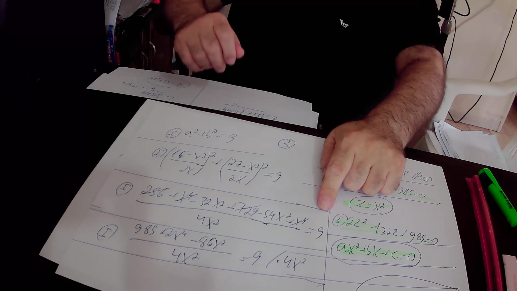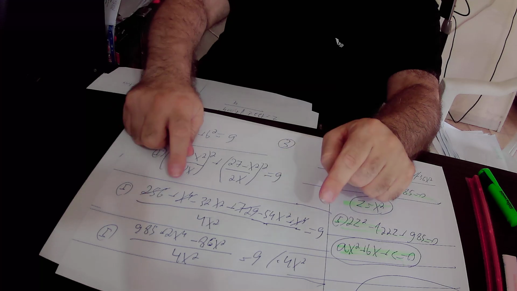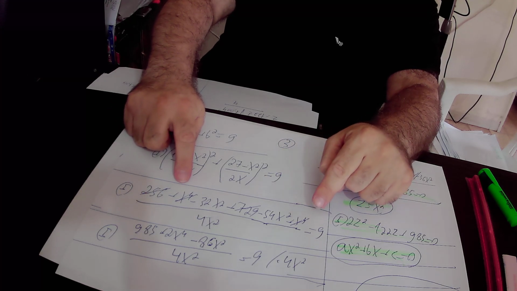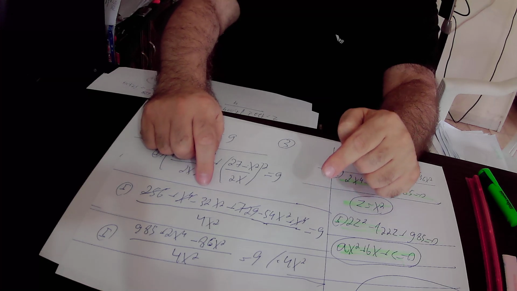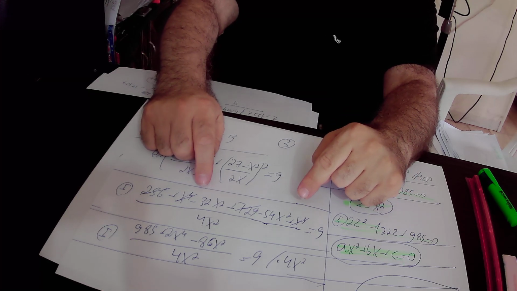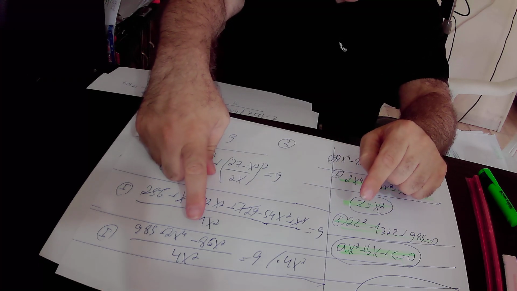Here 256 plus 729 is 985, x to the power of 4 plus x to the power of 4 is 2 times x to the power of 4, and minus 32x squared minus 54x squared is minus 86x squared, divided by 4x squared equals 9.